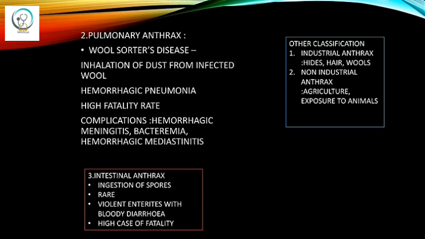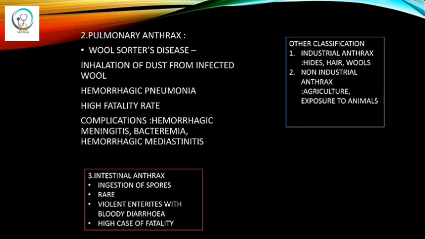Then pulmonary anthrax. It is also called Wool-Sorter's disease because inhalation of dust from infected wool is the cause of pulmonary anthrax. It clinically presents as hemorrhagic pneumonia with a high fatality rate, and the complications are hemorrhagic meningitis, bacteremia, and hemorrhagic mediastinitis.